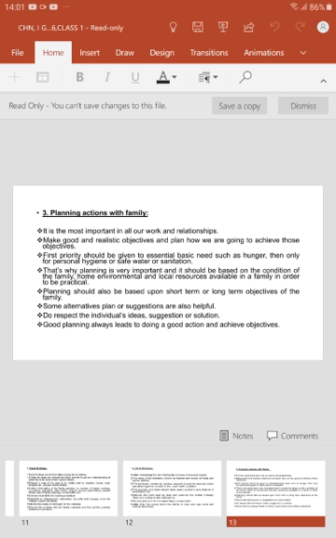Okay, then good planning always leads to doing a good action and achieving the objective. So once you are collecting the data in a good way only, you will be able to plan for nursing care services. If you plan in a good way, you can get a good result.